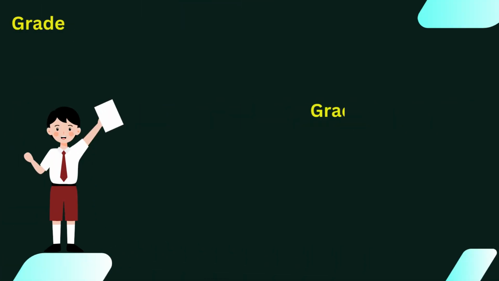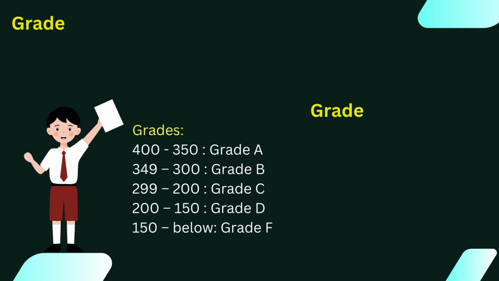So if you want to calculate grade, you will have grade slabs. So you are comparing now the total marks he got, 308, to see in which range it is. So it is in the range 349 to 300. So he got grade B. We calculate total marks, percentage and grade like this.